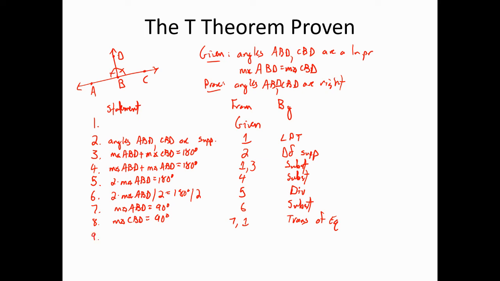And then finally, notice what we can say. We have said that ABD is 90. We have said that CBD is 90. So we can reach our conclusion. We can say that angles ABD and CBD are right. And that follows from lines 7 and 8. We use both of them, and we applied the definition of right. By definition, a right angle is one that measures 90 degrees. And with that, the proof is complete.